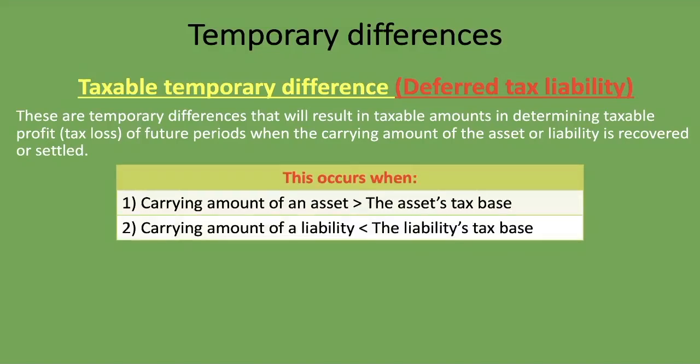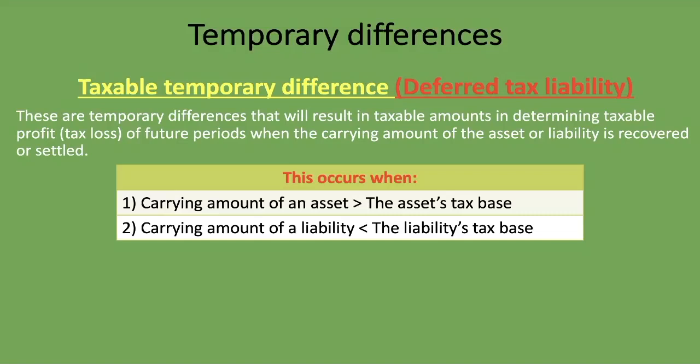It also occurs when the carrying amount of a liability is less than the liability's tax base. But the most likely one that you'll always be dealing with is the asset and not the liability. So the most popular questions come from the asset, and we'll look at an example just now.